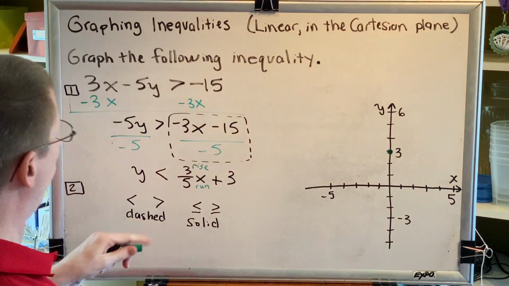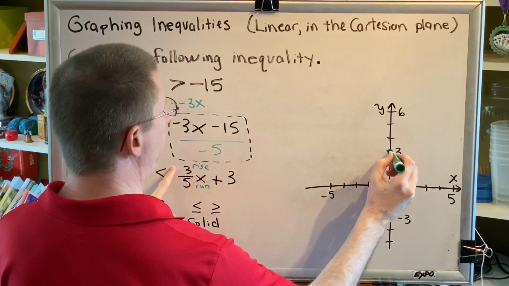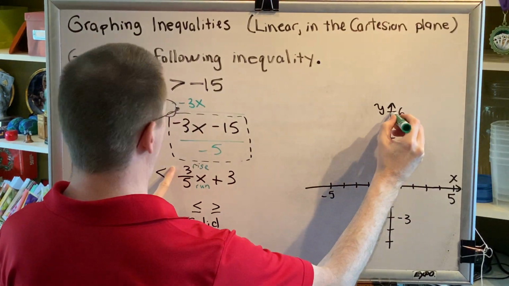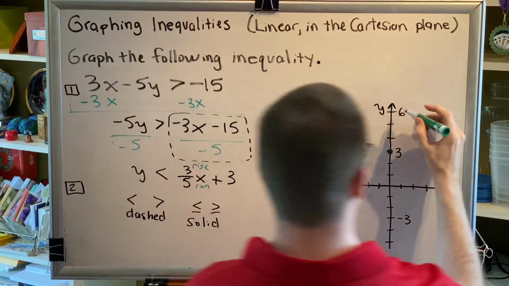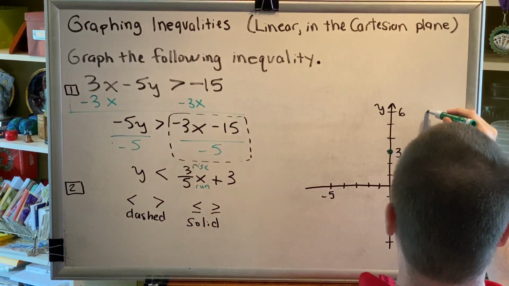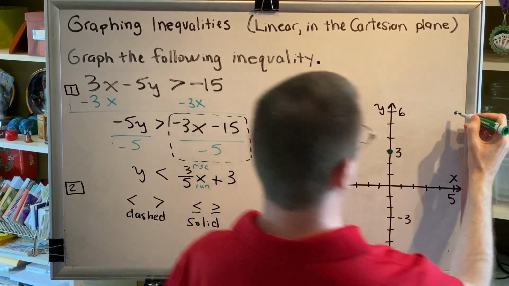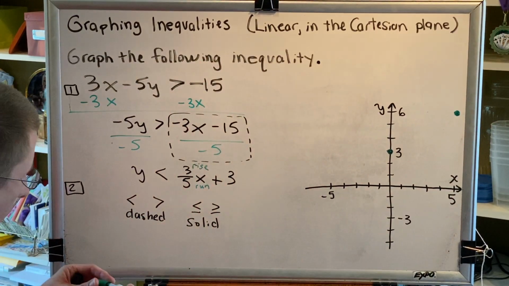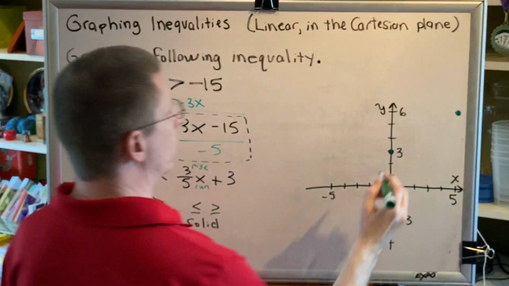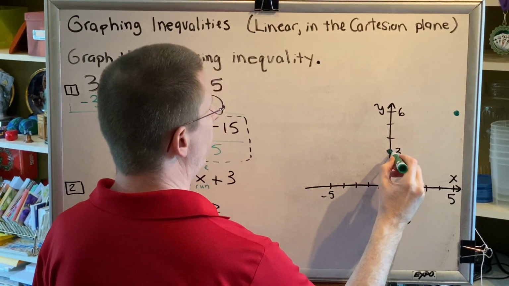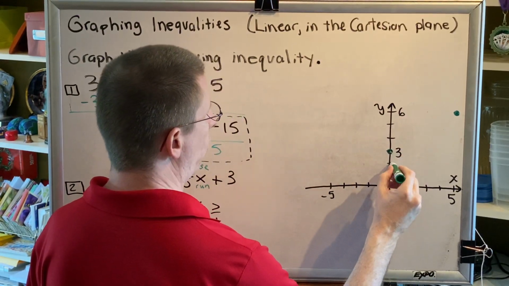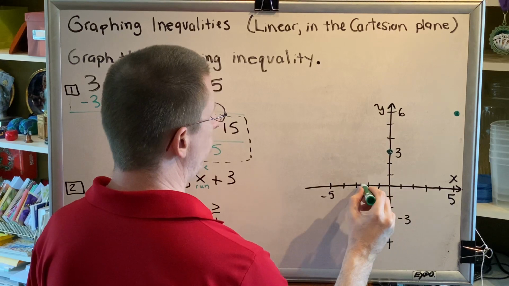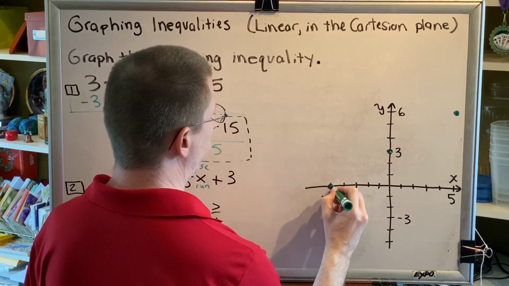Okay, here we go. From the intercept, we're going to rise 3, 1, 2, 3, and run 5: 1, 2, 3, 4, 5. All right, and we've reached the edge of the grid. Now we're going to go back the other way and do the opposite. So instead of up 3, right 5, we'll go down 3, left 5: 1, 2, 3, and 1, 2, 3, 4, 5.